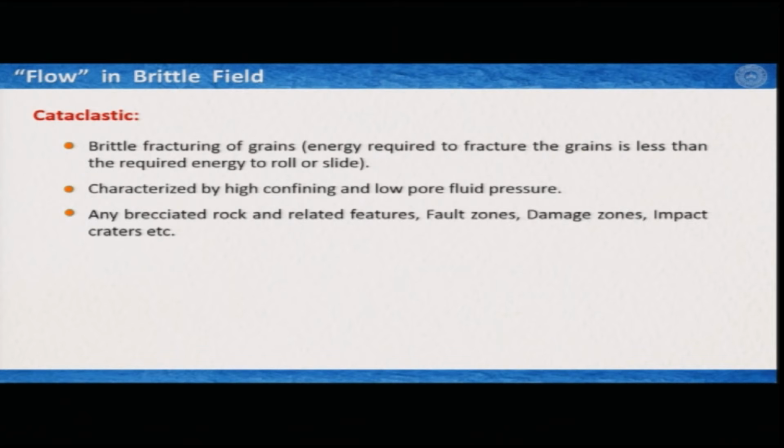Now, we will look at the last one, that is the cataclastic deformation in the brittle field. Now, cataclastic deformation is very similar to what we have learned with the localized deformation. Localized deformation does happen along a narrow zone, but cataclastic deformation does happen in a very large area, large scale, but the mechanism is more or less the same.